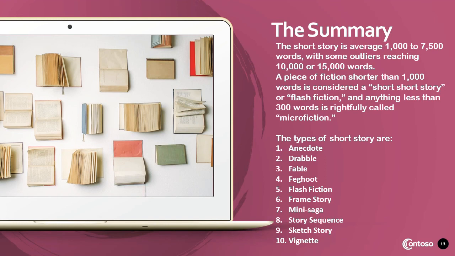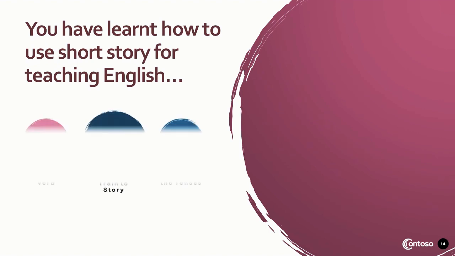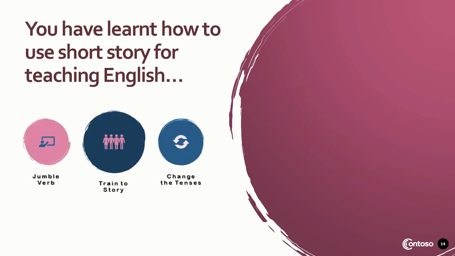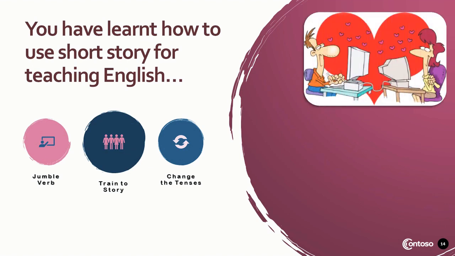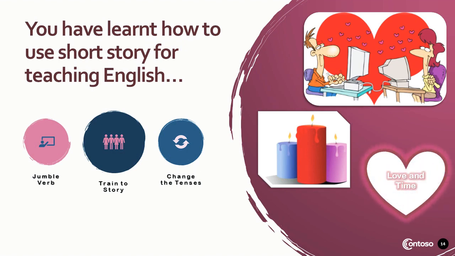Okay everyone, this is the summary of our video to make it easy for you to understand. You have learned how to use short story for teaching English, especially for grammar mastery. We have three teaching models. The first is jumble verb, the second is change the tenses, and the last is train to story.